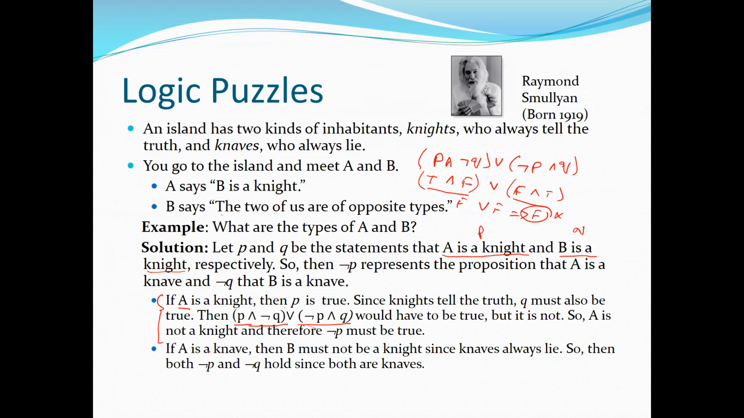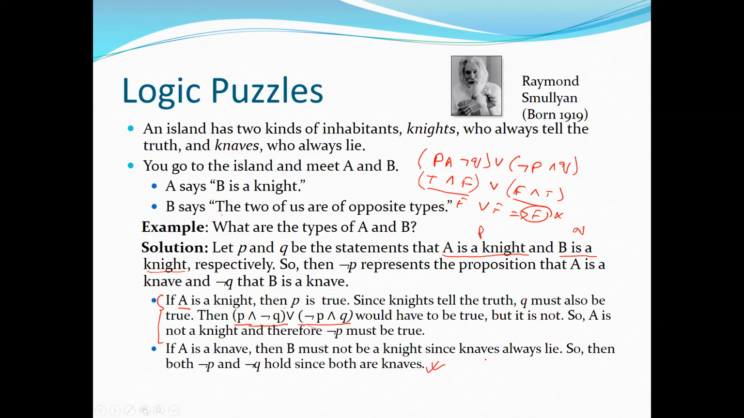Okay, the second case: if A is a knave, that means it is speaking a lie. It is telling a lie. So then B must not be a knight, since knaves always lie, right? So both not P and not Q hold, since both are knaves. Why? Because if A is a knave, he is speaking a lie that B is a knave, and if B is a knave, then this statement is false, because they always speak lies. It means both are knaves, right?